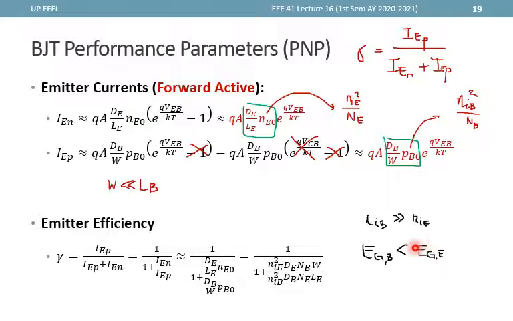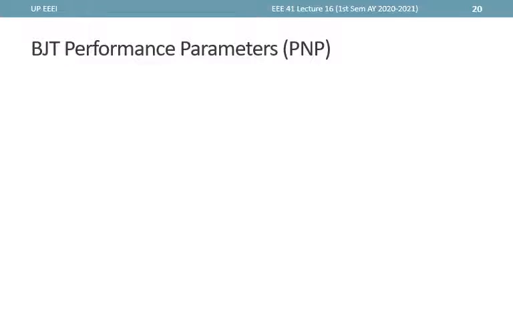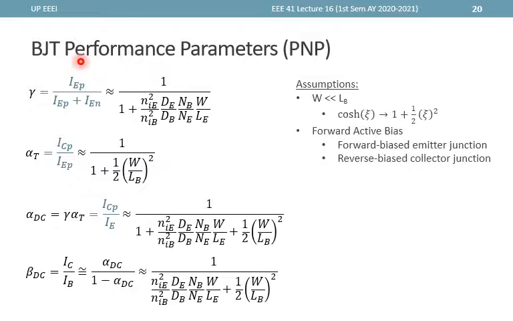Since the larger the EG, the lower the NI. But if EG is the same, then NI is the same, or at least if you have the same material for the base and the emitter, then NI will be the same and will simply cancel. Now for the rest of the other BJT performance parameters, we have just listed them here, although we will not show the derivation anymore.